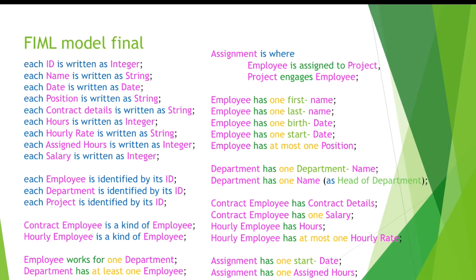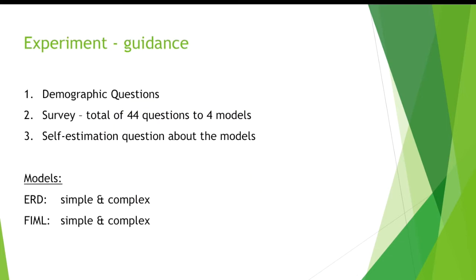So we've now covered the main concepts of both modeling techniques. Before going into the experiment, I want to give you a brief run-through so you know what you're expected to do. You're presented with a set of demographic questions, survey questions, with a total of 44 questions to 4 models, and some self-estimation questions about the models at the end of the experiment. The models will be 2 ERD models and 2 FIML models, both in a simplified and more complex version.